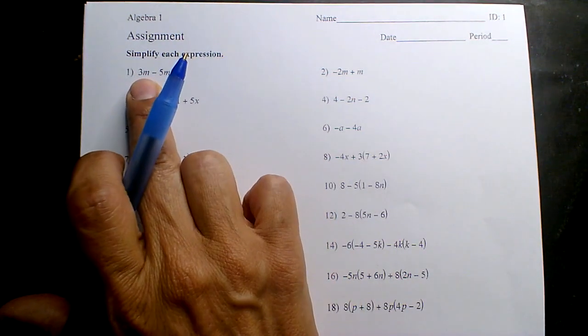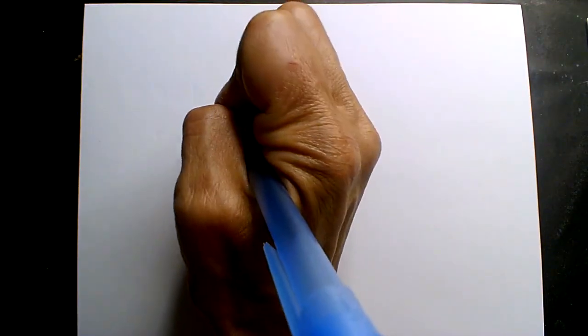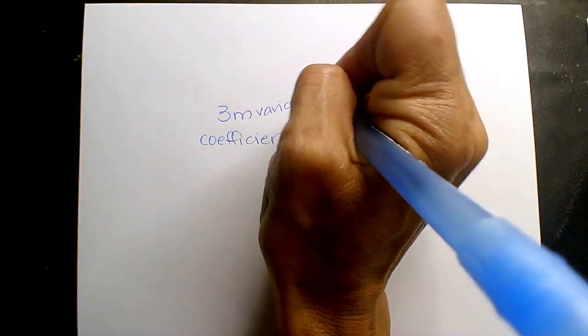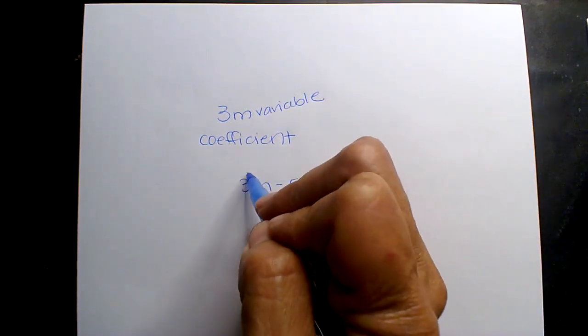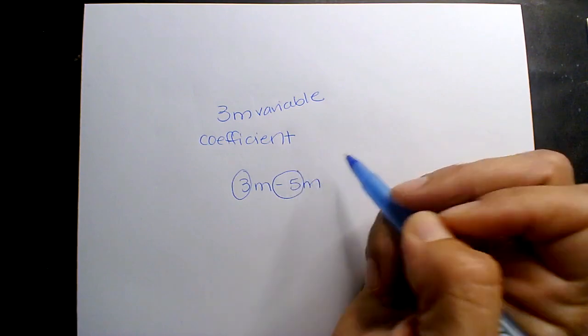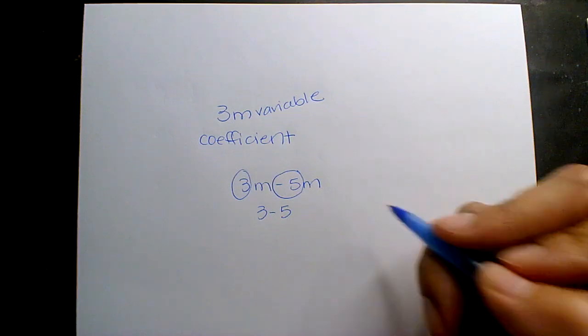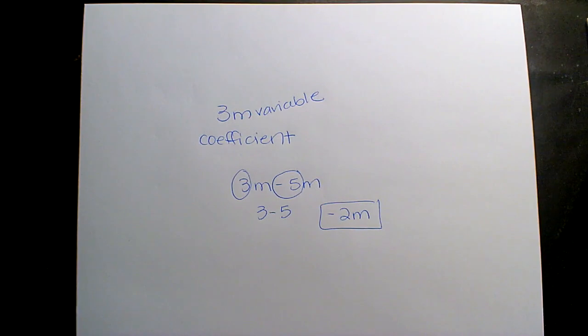All right, so if you have 3m minus 5m, you have 3m. You guys know that this is your coefficient. This is your variable, right? So then 3m minus 5m, that means all you're doing is combining the coefficients, right? So really, it's just what's 3 minus 5, negative 2m, right? You're not giving me m squared. That's when you're multiplying, which we'll do later, right?